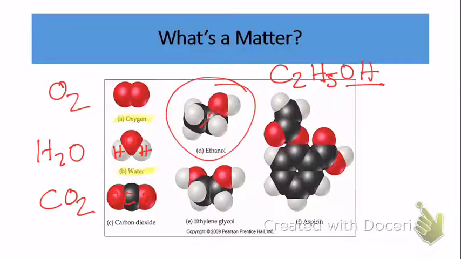All right, and then you can get into even more complex molecules like aspirin and so forth, which has an even more complex chemical formula with a bigger number of ratios of atoms there.